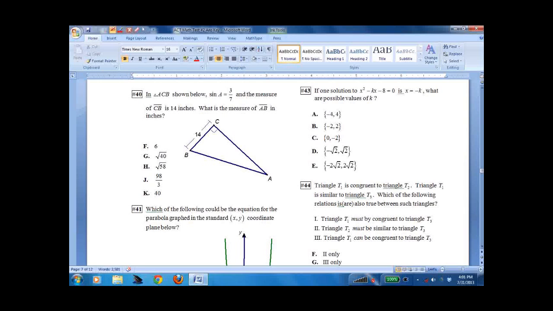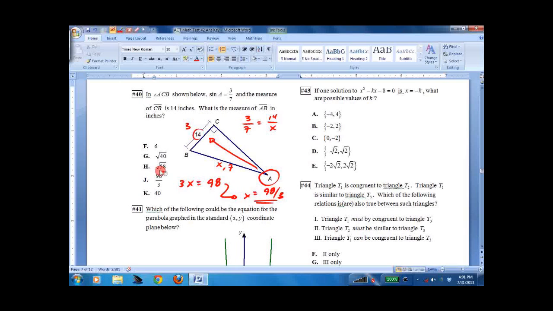In triangle ACB, we have sine of A equals 3 over 7. This is A. Sine of A is opposite, 3, over hypotenuse, 7. Well, we already know this is 14. This is X. So we've set up a proportion problem. 3 over 7 equals 14 over X. Move this over here, and then we just multiply it. 3x equals 98. X equals 98 over 3.